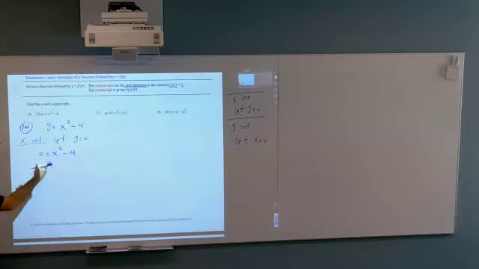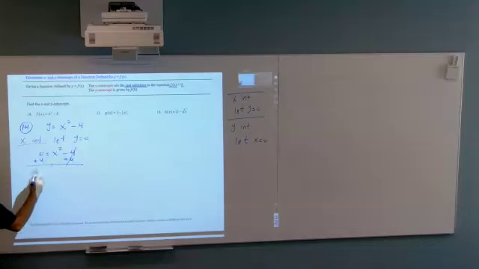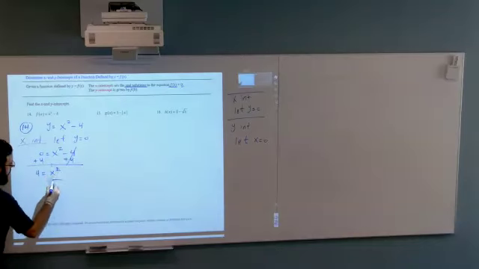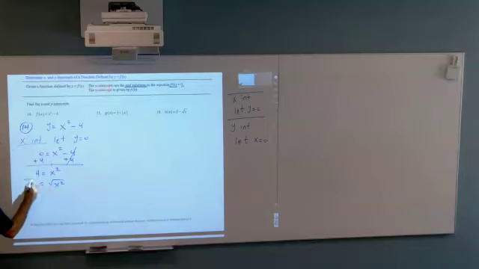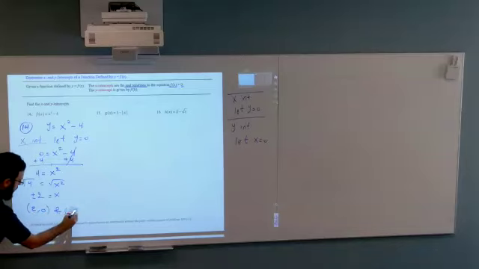Now how am I going to solve this one? So add 4. Yes or no? Okay, so let's add 4. 4 equals x squared. Take the square root. That means x is going to be equal to plus or minus 2. How many x-intercepts do we have? 2, which is (2, 0) and (-2, 0).